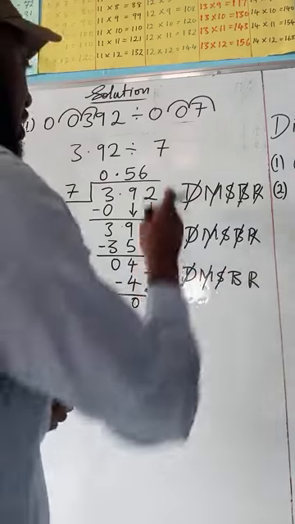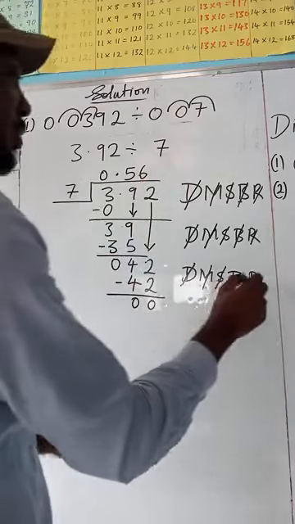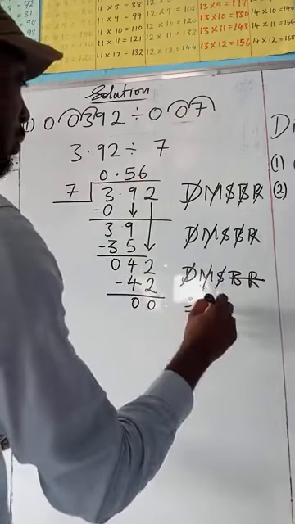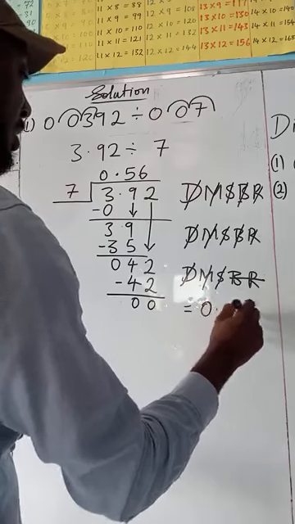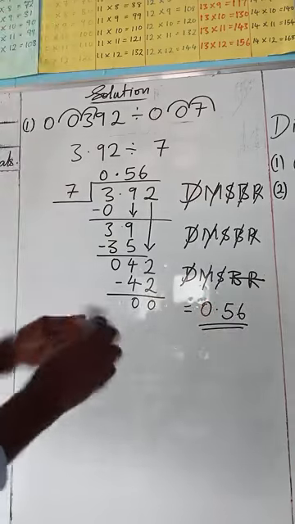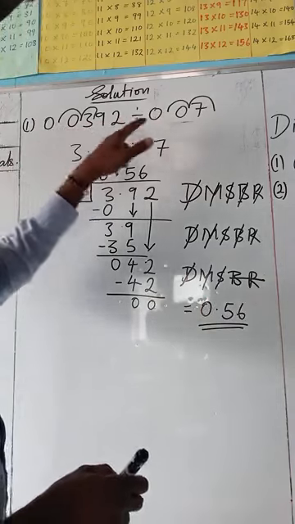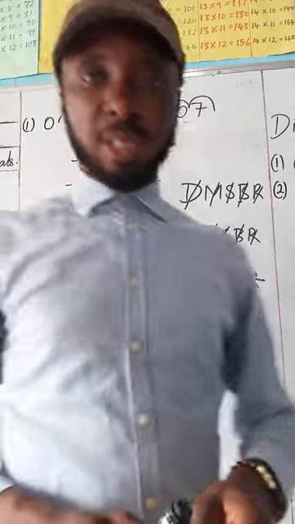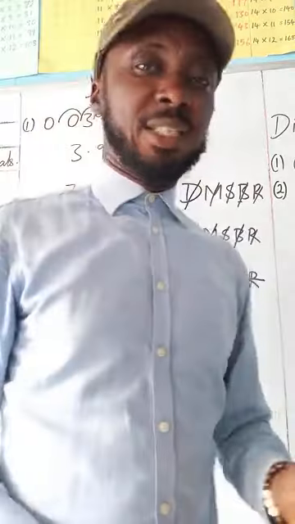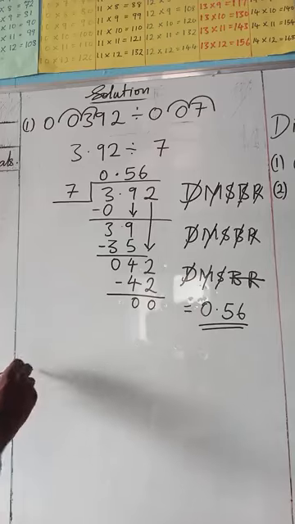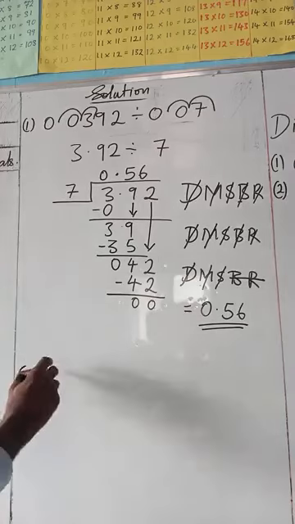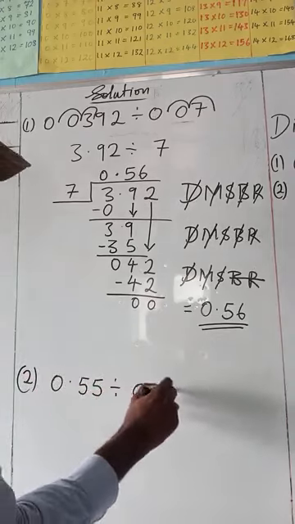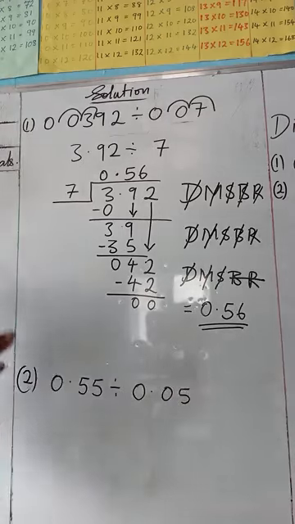We've subtracted. There is nothing else to bring down, and there is no need repeating the process, so you cancel. Our answer now becomes 0.56. This becomes the answer. So 0.0392 divided by 0.07 will now give us 0.56. Now let's look at the second one. Now the second one, we have 0.55 divided by 0.05. This one is easier.